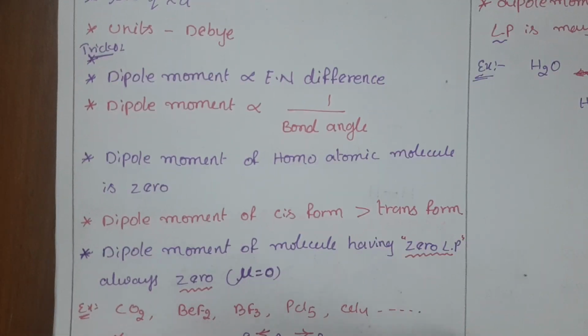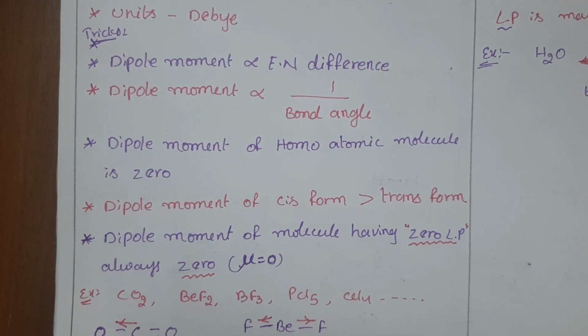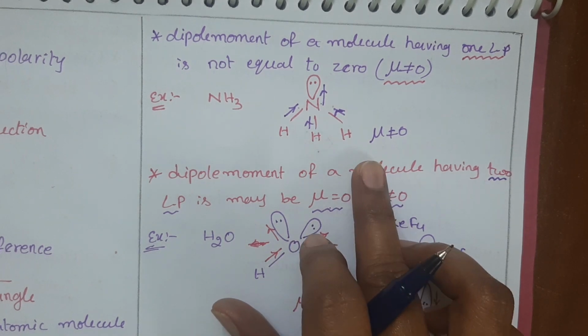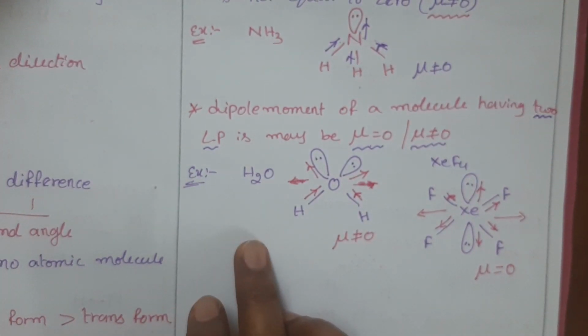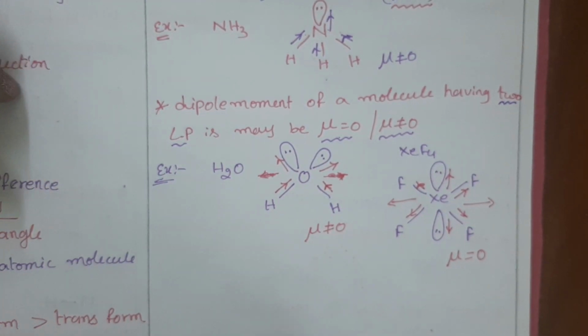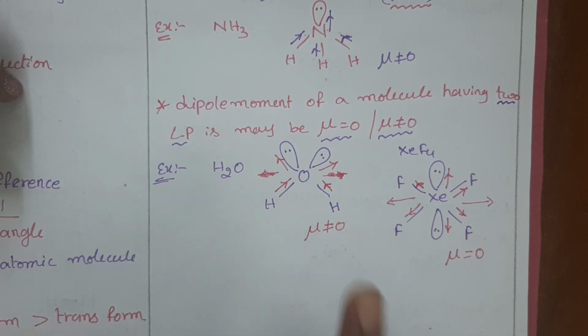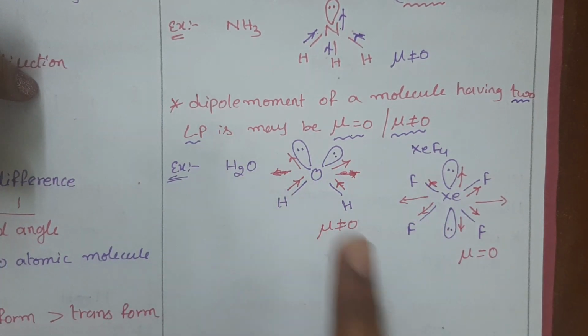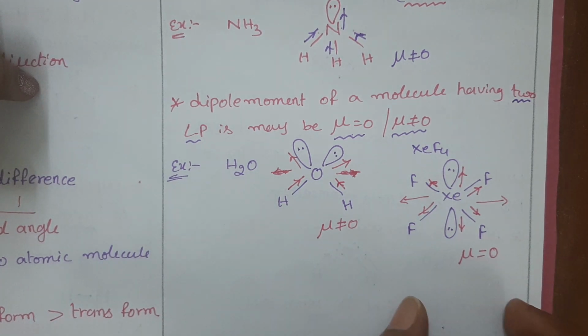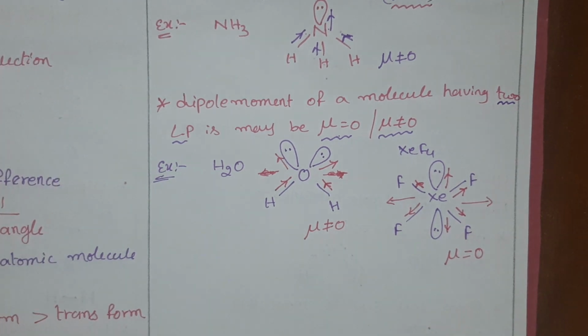So if a molecule contains 0 lone pairs, the dipole moment is always equal to 0. If a molecule contains 1 lone pair, it is always not equal to 0. But if a molecule contains 2 lone pairs, it may be equal to 0 or it may not be equal to 0. So depending on the structure of the molecule we can say that the net dipole moment is equal to 0 or not equal to 0.